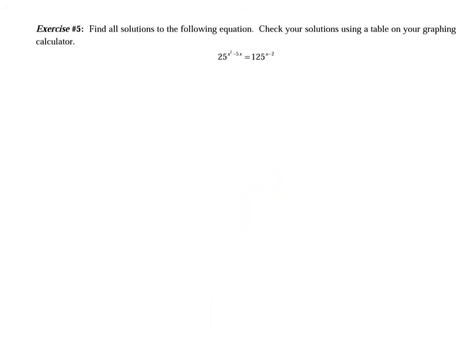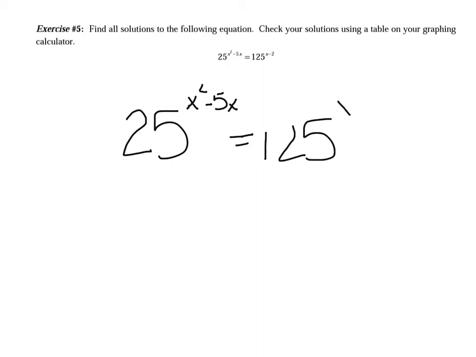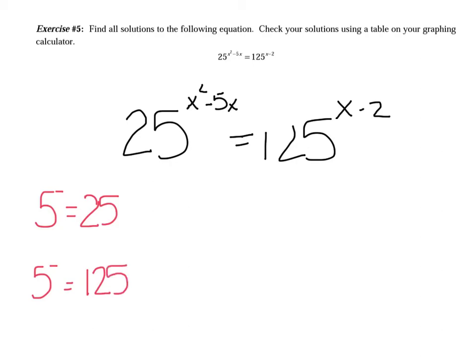All right, we're building here. Exercise 5 says find all the solutions to the following equations. Check your solutions using the table on your graphing calculator. I see my favorite two numbers, 25 and 125. So hopefully, what number for a common base popped in your head? I'm hoping you said 5 at home. I can't hear you, but I'm hoping that's what you said. So I'm saying 5 to the what power is equal to 25, and 5 to the what power is equal to 125. That's my goal.